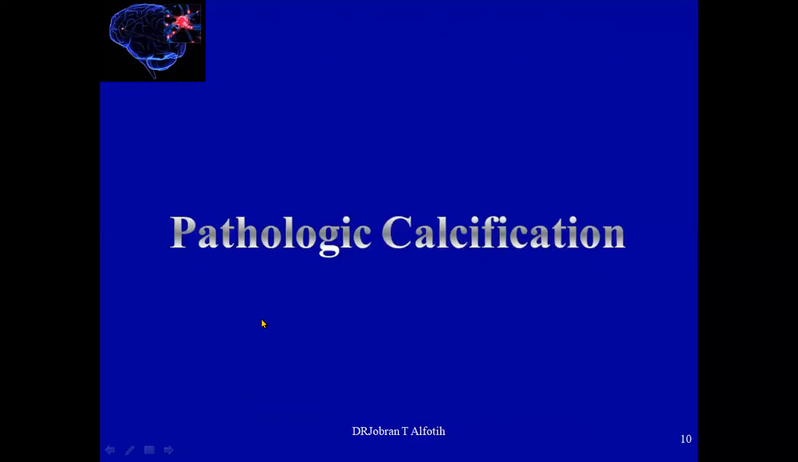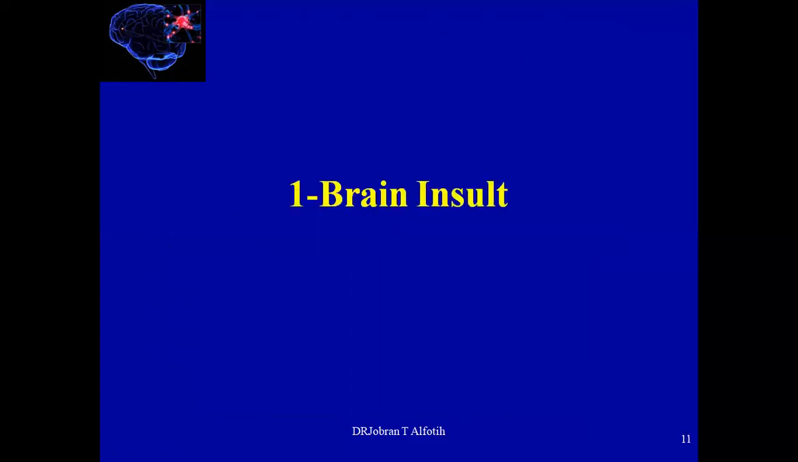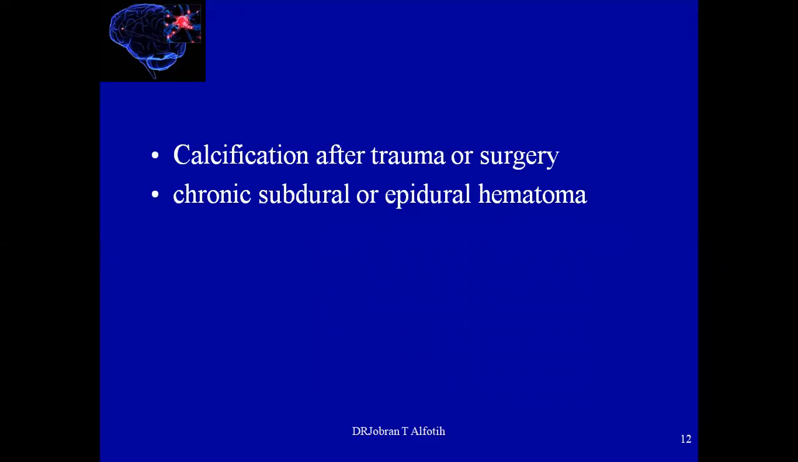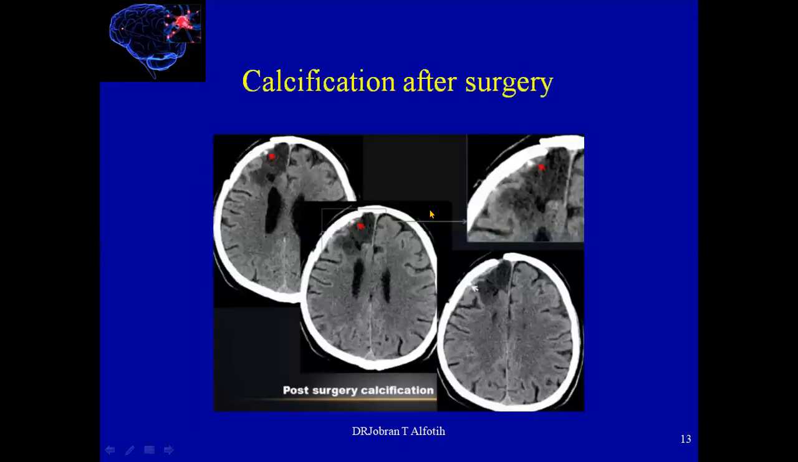So moving to another type of calcification, it's called the pathological calcification. First, we'll start with the brain insult. The brain insult can lead to calcification after trauma or surgery or hematoma, chronic hematoma. It may be like a subdural or epidural hematoma.